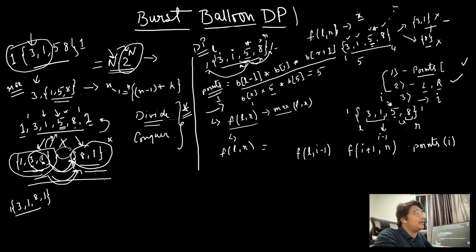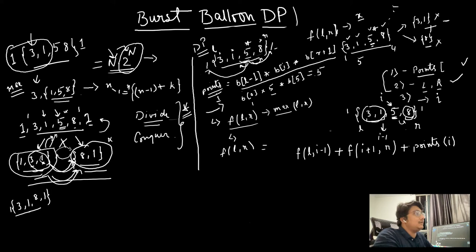So if we have already found the maximum points we get from this part, and we find the maximum points from this part, all we have to do is calculate the points for this one and add them. So if we add this part with this part, we will get the solution for the L and R range, where I is equal to 5. Basically, I points to element 5.